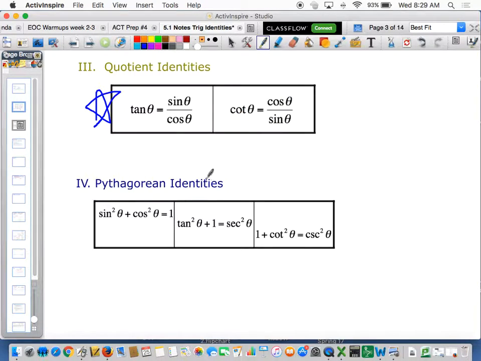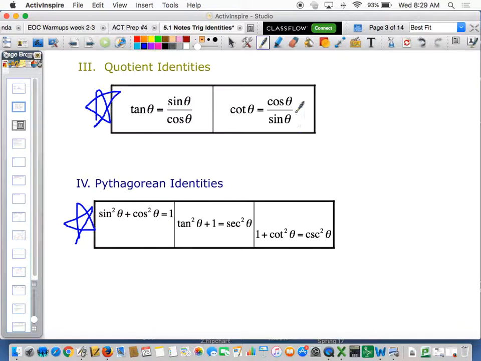Ones you've definitely not seen are Pythagorean identities. As you can see, they kind of resemble the Pythagorean theorem, and that's how they're actually derived. So sine squared of theta plus cosine squared of theta equals 1. That's one of the most common ones. And then we see some other variations of that using the other trig values.